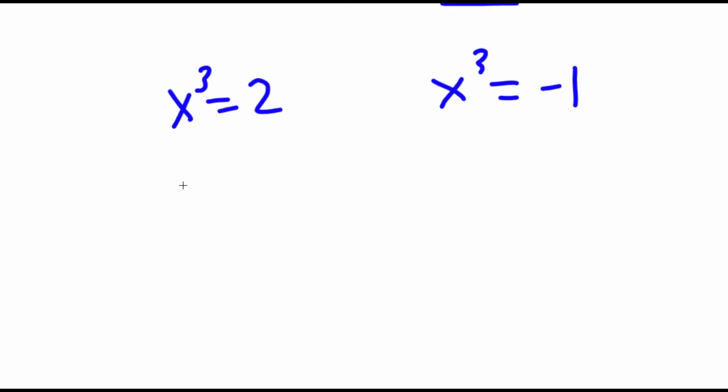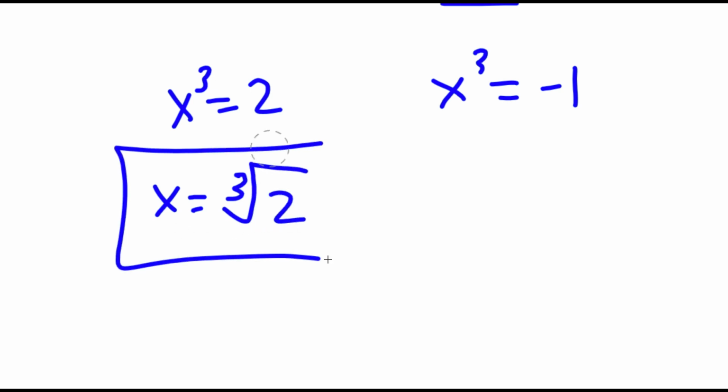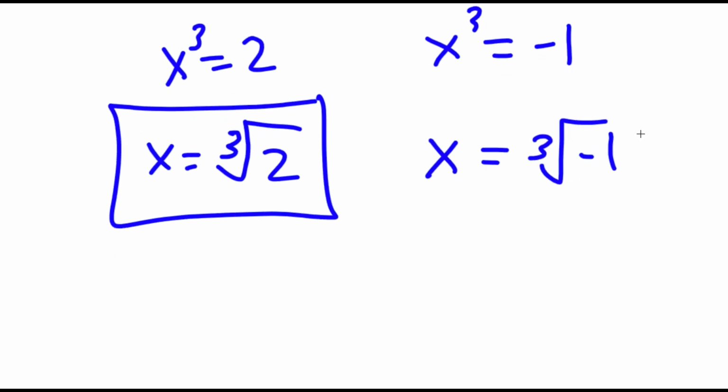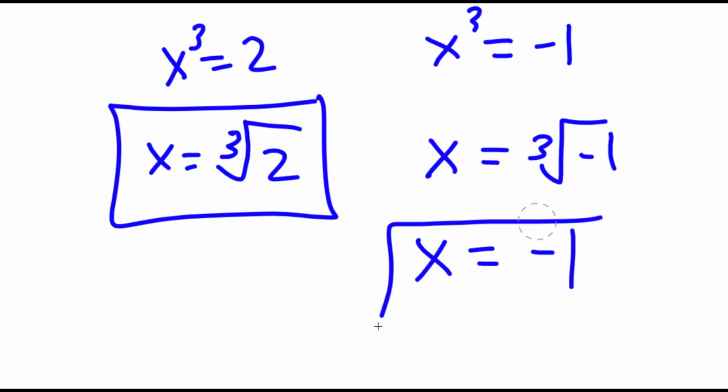So for x to the power of 3 equals 2, I can simply take the cube root on both sides. So now I have x is equal to the cube root of 2. And for x to the power of 3 equals negative 1, again, I'm going to take the cube root on both sides. So I get x is equal to the cube root of negative 1. And the cube root of negative 1 is simply negative 1. So I have x is equal to negative 1. So these are my two solutions to this problem.